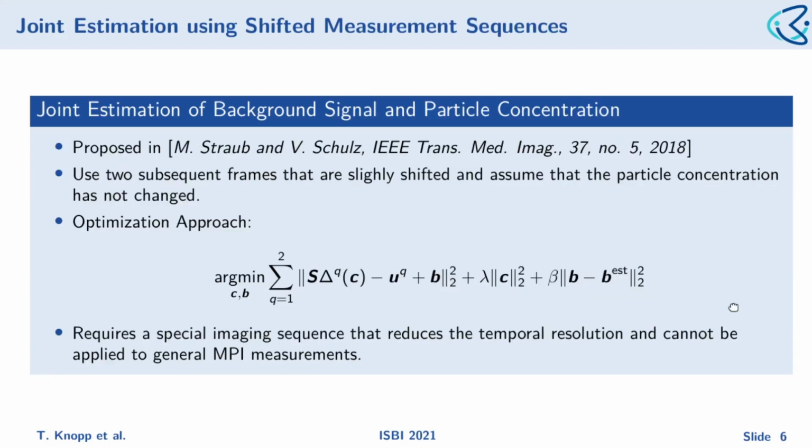Straub and Schulz were the first to propose a joint estimation of background signal and particle concentration. They used two subsequent frames that were slightly shifted in space. Then, they used an optimization approach where the particle signal was assumed to be static over these two frames. While this work was very innovative, it has not been adopted by other researchers so far, since it requires an imaging protocol that is not being implemented in most MPI scanners.